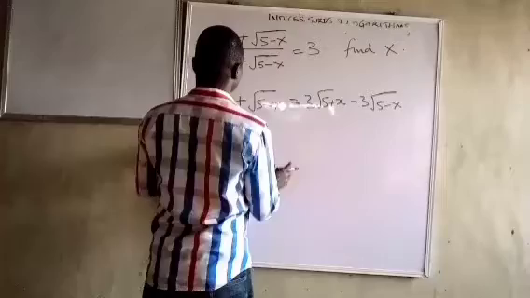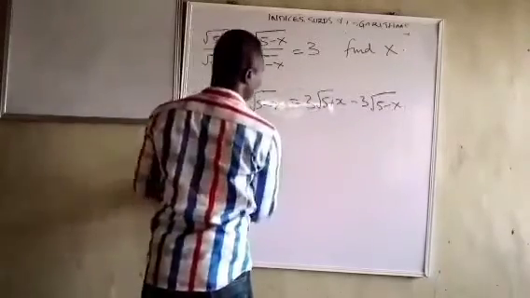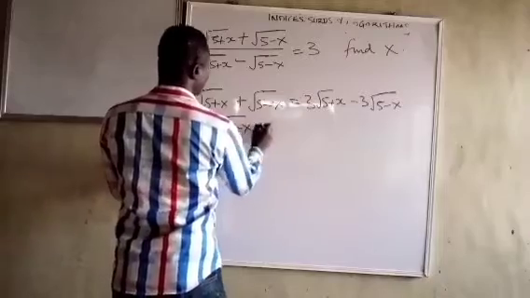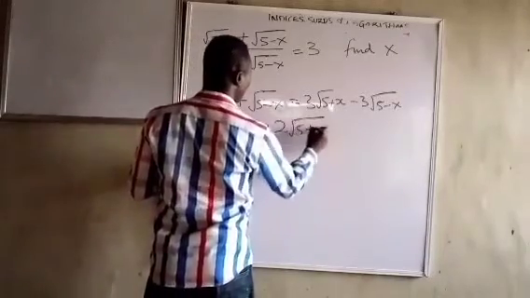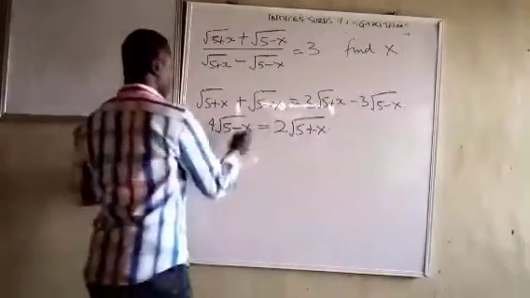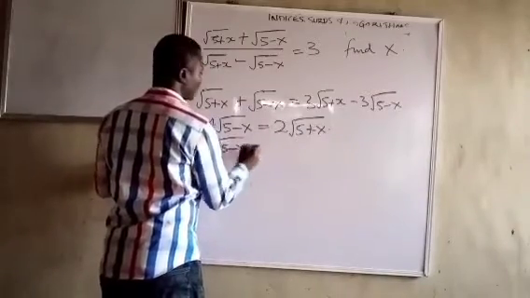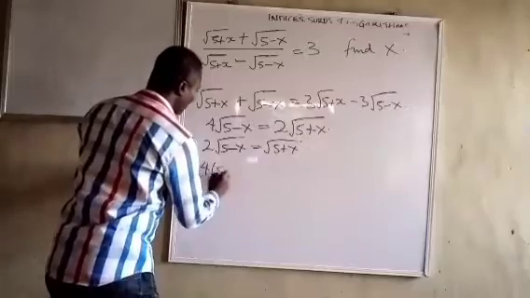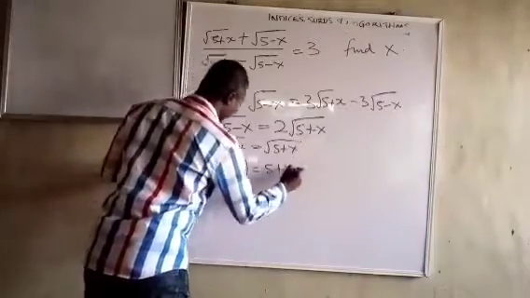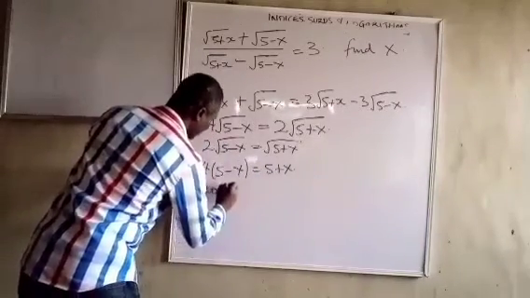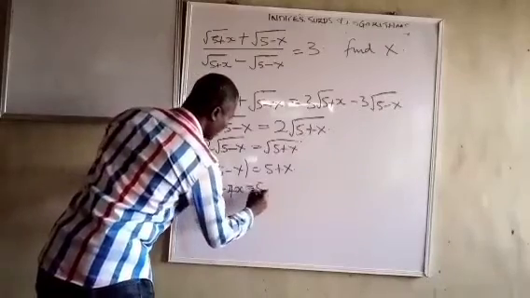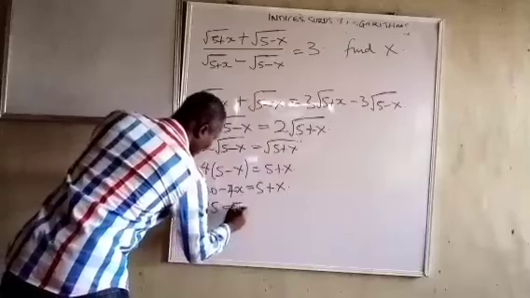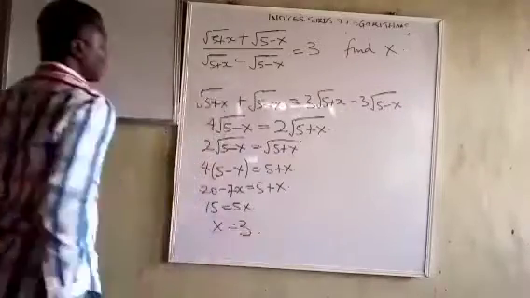So let me add this one to this side and this one to this side. So I have 4 into root of 5 minus x is equal to 2 into root of 5 plus x. Let's divide by 2. So I have 2 root 5 minus x is equal to root of 5 plus x, to make it simple. Now squaring both sides, I have 4 into 5 minus x is equal to 5 plus x. Therefore I have 20 minus 4x is equal to 5 plus x. Now I subtract this from here and I add this to this side. So I have 15 equals 5x. x equals 3.